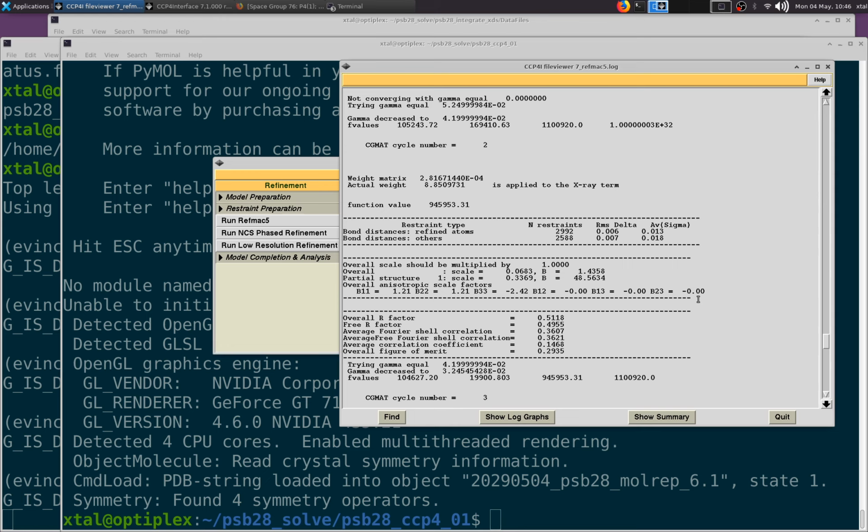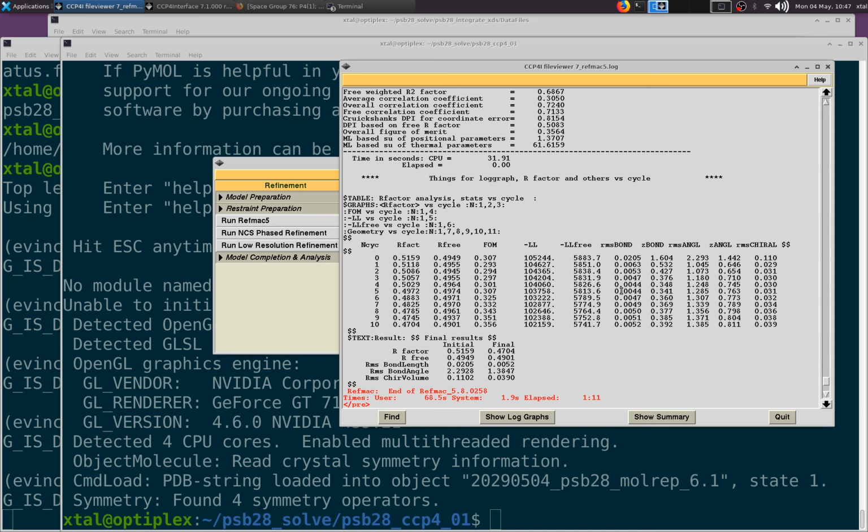A random structure has a free R of 56%. Typical molecular replacement solutions can start even at 56% or 51%. But what makes them correct solutions is not that the R factor is good, it's that when you refine them, the R factor rapidly drops. So let's look at this. In 10 cycles, our R free has gone from 49.5 to 49, which is not amazingly brilliant, but it is a small drop and suggestive that this solution is correct.